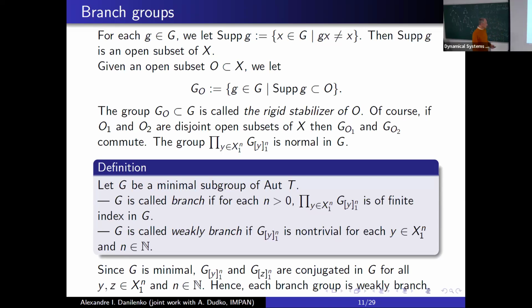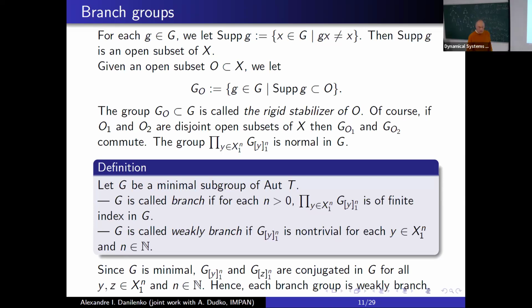Let me make a simple observation: every branch group is weakly branch, because these two groups are conjugated. So if the product for finitely many conjugated groups is not trivial, then every one group from this product is not trivial.